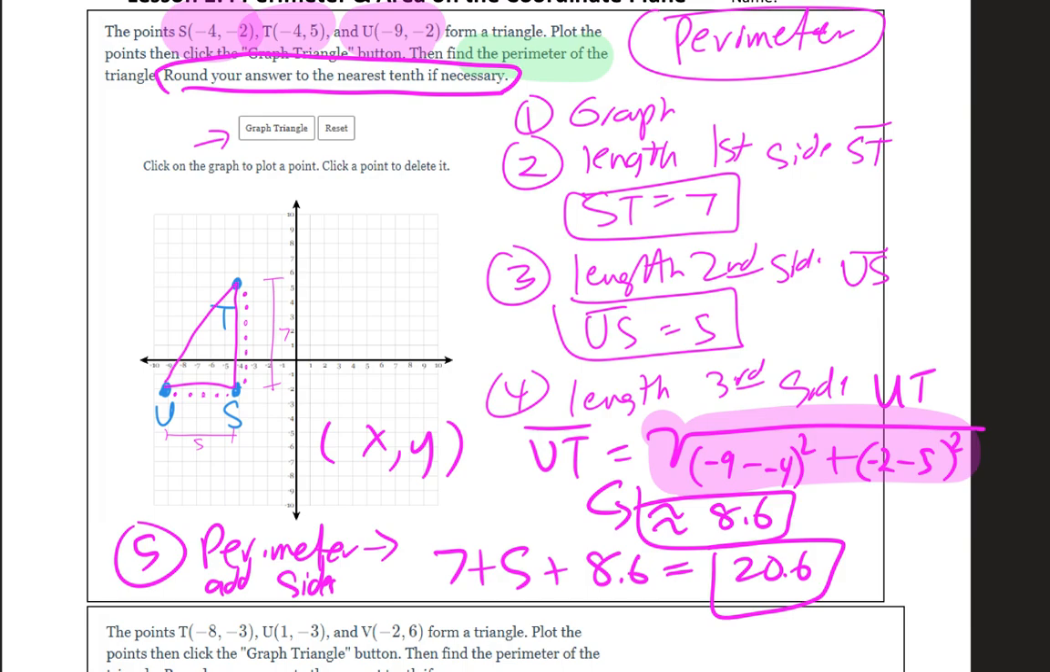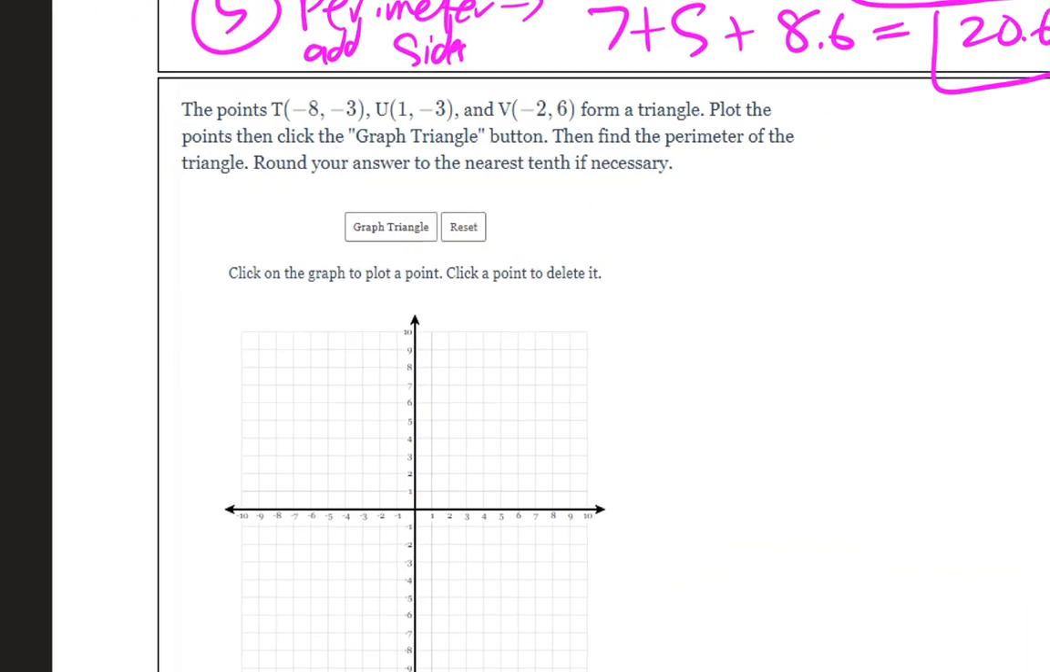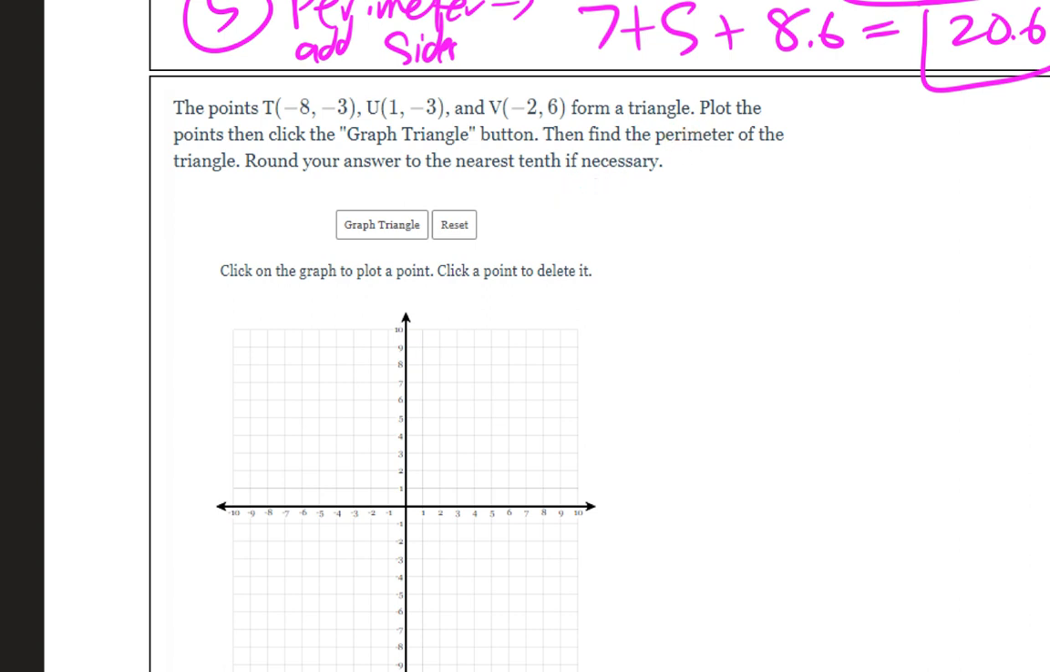All right, so we're almost done. Let's go to the last problem right over here. Hopefully this will be even smoother. Now this one we're trying to find the perimeter. I'm going to show you one that's a little bit more difficult. Okay, so that's why we're doing this one. So once again, this is the perimeter.